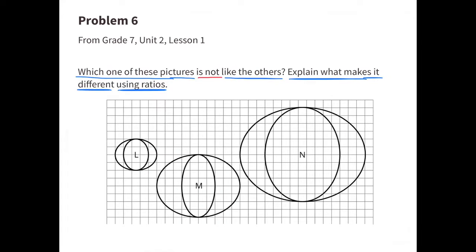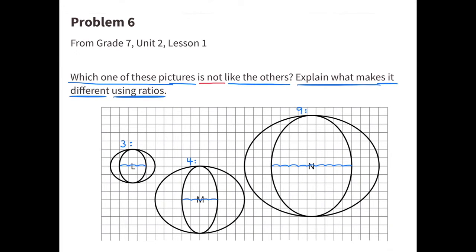Number 6. Which one of these pictures is not like the others? Explain what makes it different using ratios. The width of this portion of L is 3 units, the width of that same portion for M is 4 units, and the width of that portion for N is 9 units. The height of that section for L is 4 units, the height of that section for M is 8 units, and the height of that section for N is 12 units.